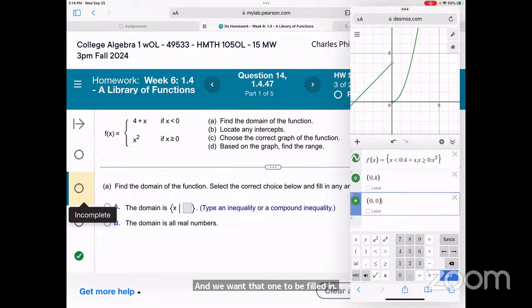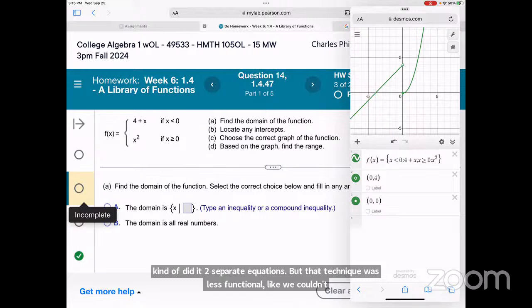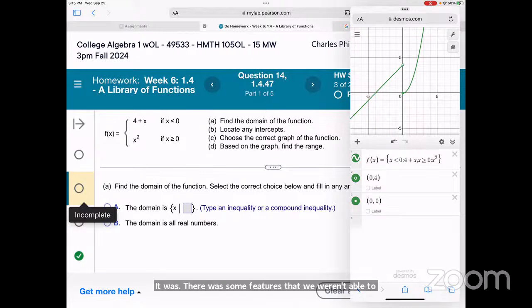Okay. So this will be our image, right? Again, to get this to behave properly, we had to do a little bit of digging. Initially, we did it as 2 separate equations, but that technique was less functional. There were some features that we weren't able to use when we did it that way. So we dug a little bit more, and eventually we found something that suggested that we type it in like this.